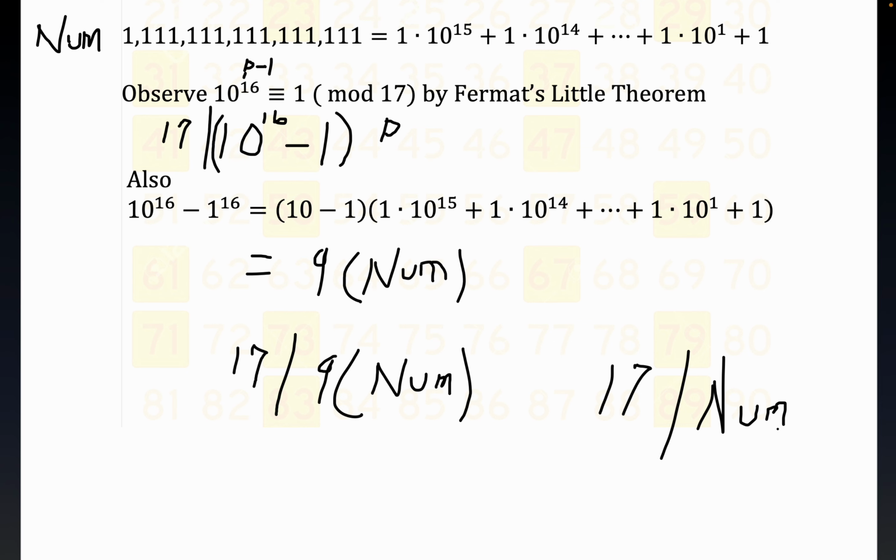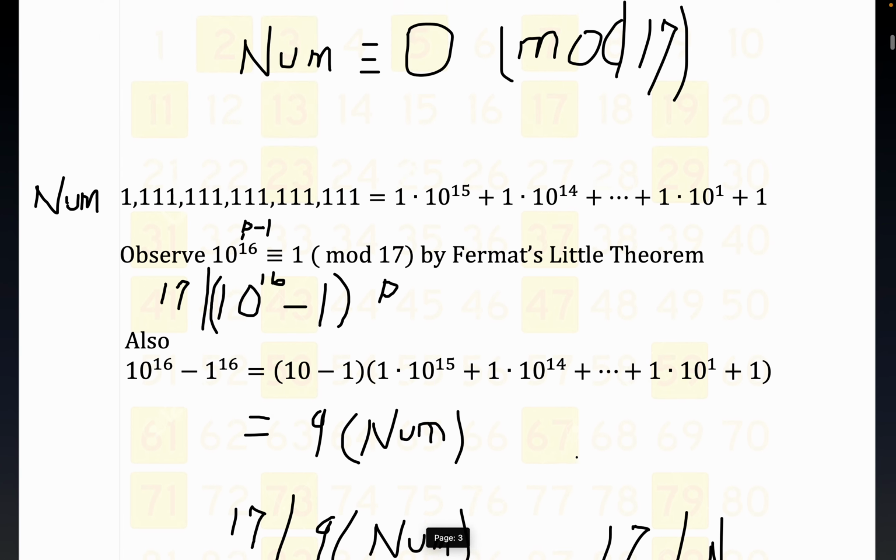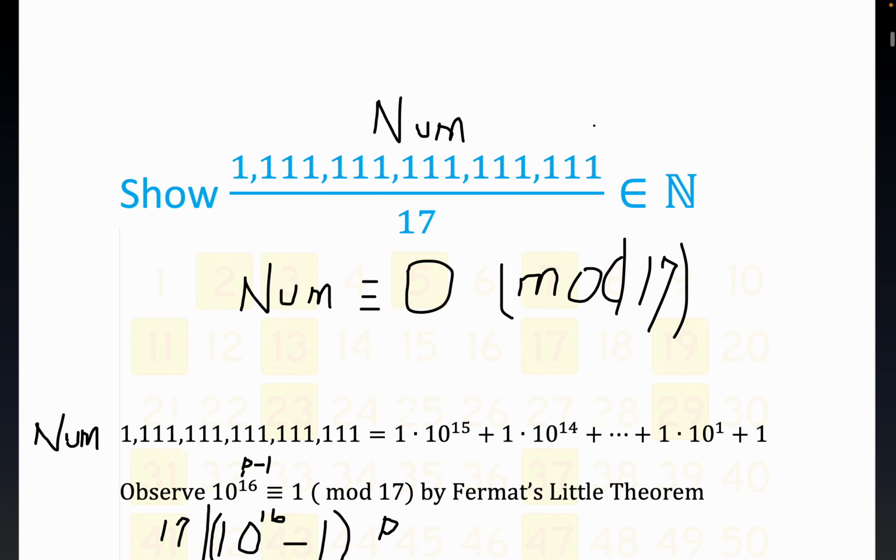So let's go back up. The numerator is a multiple of 17, so if the numerator is equal to some multiple, we'll just write it 17m, then it does resolve the 17. This 17 will cancel with this 17 right here, and we'll get a member of the natural numbers. Remember, the natural numbers are just the positive integers 1, 2, 3, all the way out.